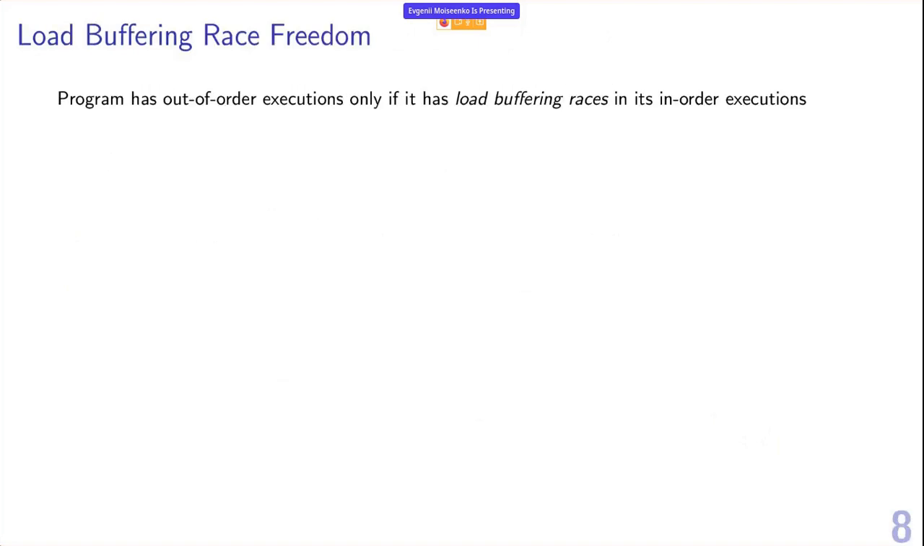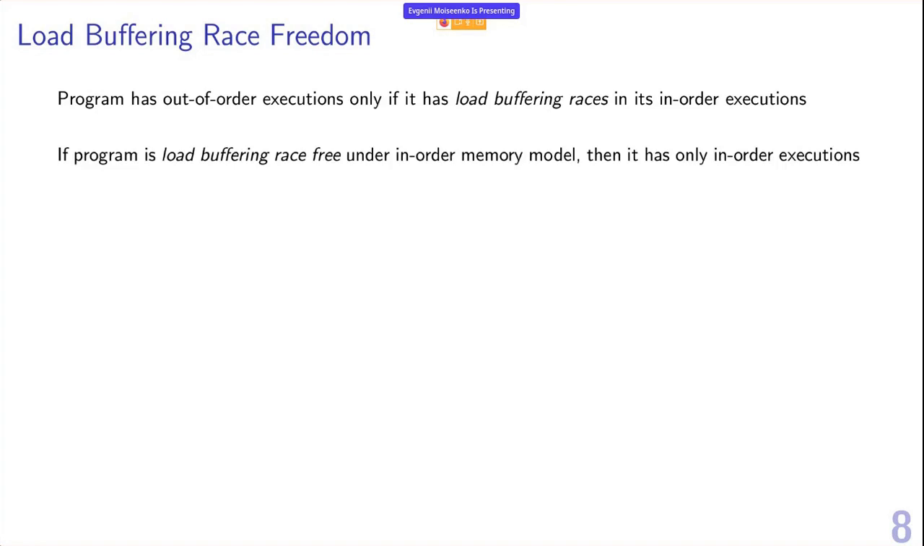So first is load buffering race freedom, and it states that a program can have out-of-order executions only if it has a load buffering race in one of its in-order executions. I'll define load buffering races a bit next. For now, we can just notice that this property is equivalent to saying that if a program is load buffering race free under the in-order memory model, then under the multi-execution memory model, it has only in-order executions. This property is very useful for a model checking algorithm because now it can operate as follows.